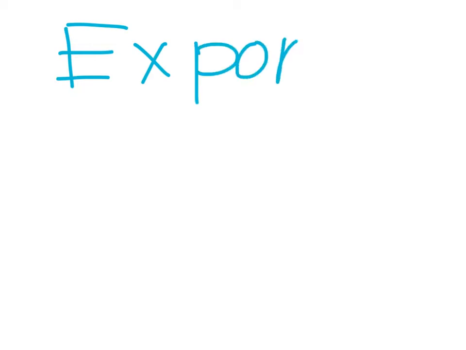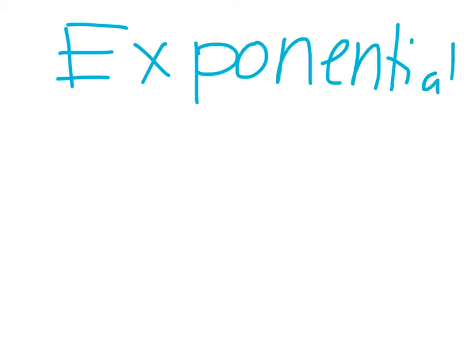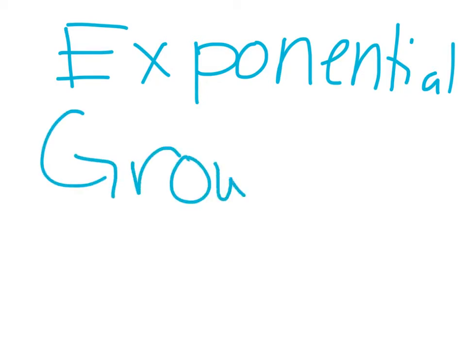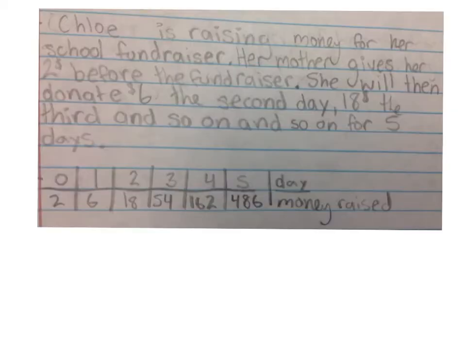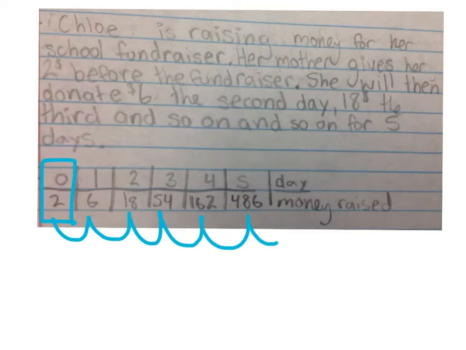Exponential growth with Cierra. Chloe is raising money for her school fundraiser. Her mother gives her $2 before the fundraiser. She will then donate $6 the second day, $18 the third day, and so on for 5 more days. It shows that she starts with 0 before because her mother is giving her $2 beforehand, and she keeps increasing by 3 until on the 5th day she gets $486 raised.